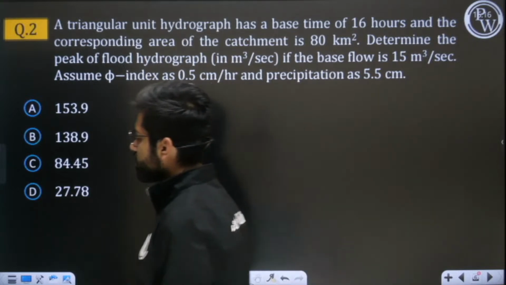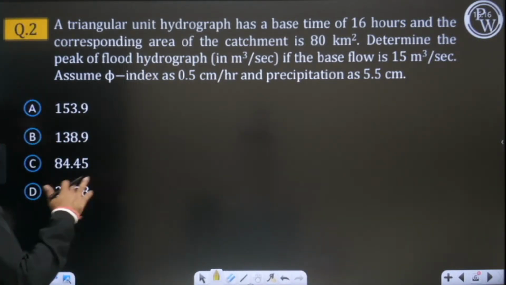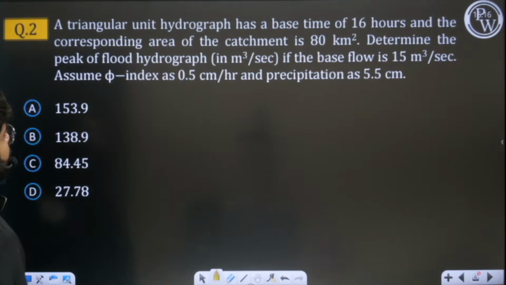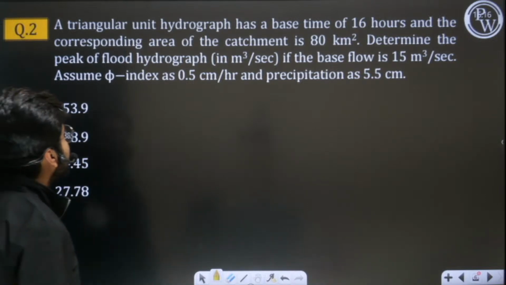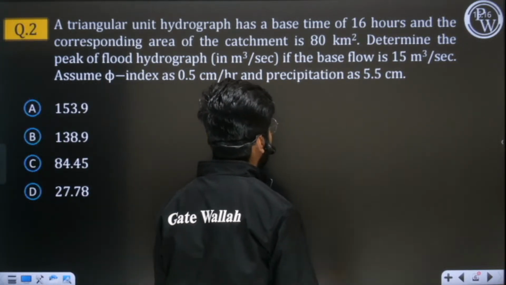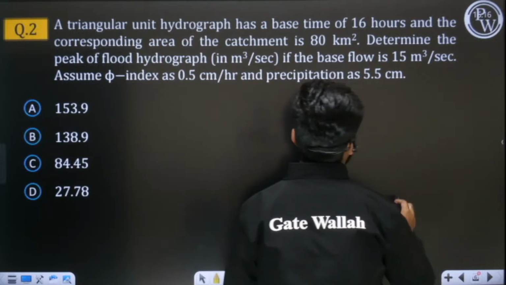Now we have one more question. Okay, the second question, which is saying a triangular unit hydrograph has a base time of 16 hours. Okay, so we have a triangular unit hydrograph. Try to solve this one. We have a triangular unit hydrograph which has a base time of 16.